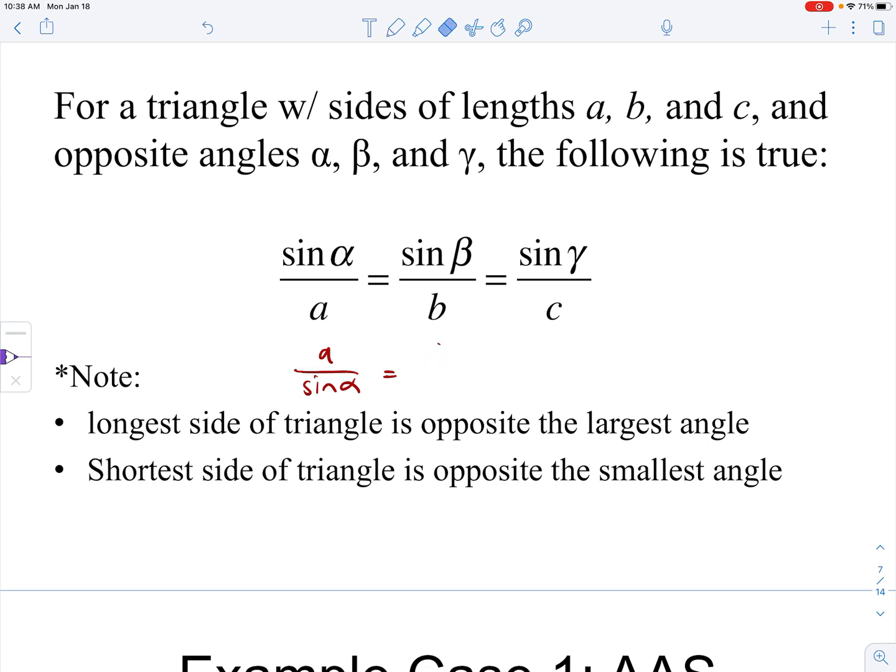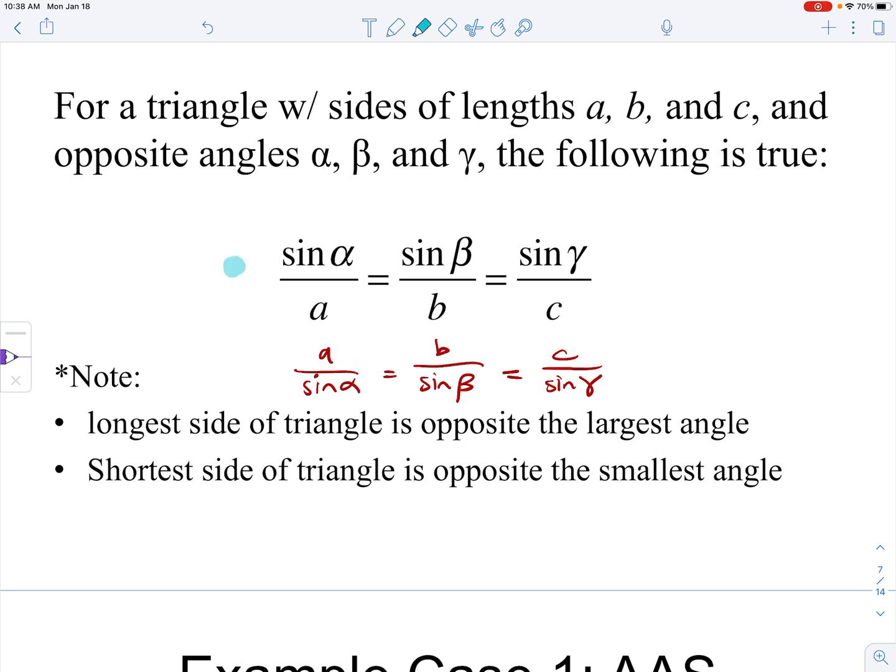So this can also be written as a over sine of alpha equals b over sine of beta equals c over sine of gamma. And then just a note on here, the longest side of a triangle is opposite the largest angle, and the shortest side of a triangle is always opposite the smallest angle, and that will be helpful to us going forward.